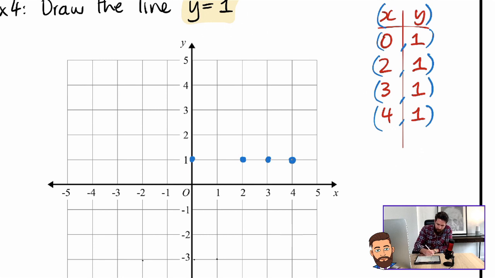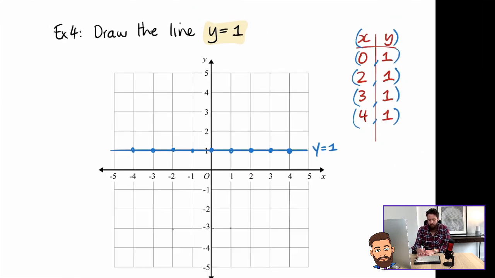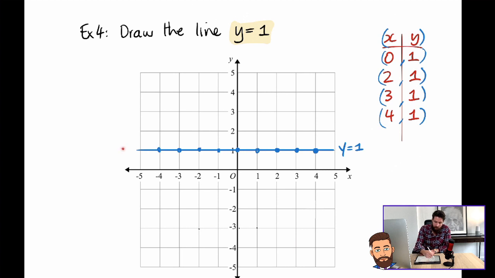If I draw a straight line that goes through those points and connects them, you'll see that the line y equals 1 is simply, as discussed a second ago, a line that goes directly through the y-axis at 1. Simply, straight through the y-axis at 1, because for every value of x, y will always equal 1.